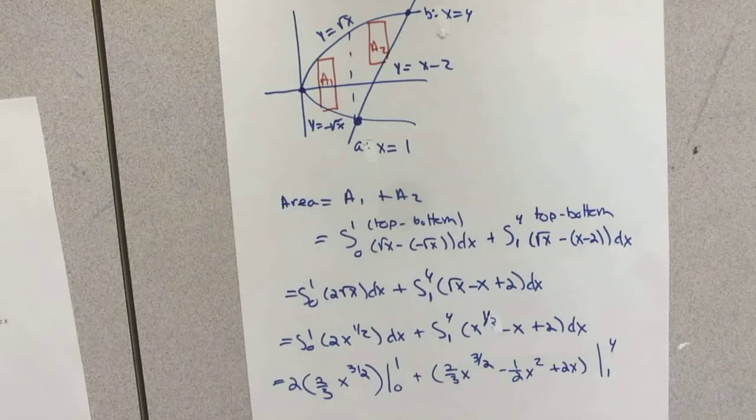whether my rectangle stands up vertical or lies on its side horizontal, area is still easy to get. It's still length times width. And so there will be times when it's convenient to integrate in terms of y. And that's what we're going to do. We're going to integrate in terms of y.